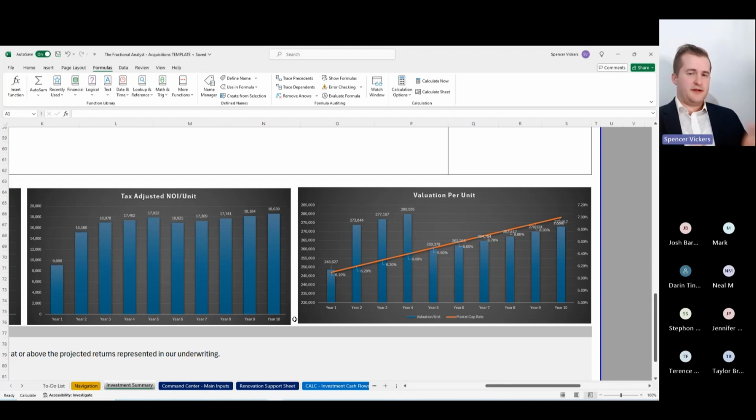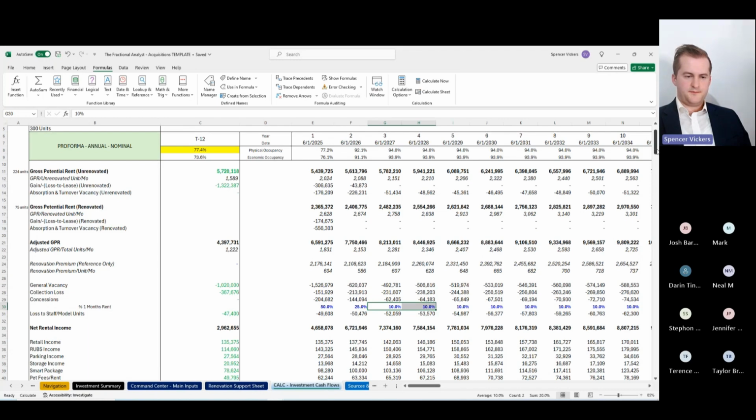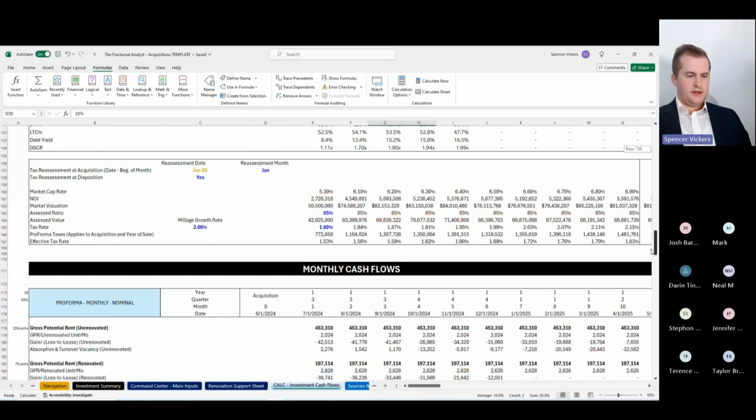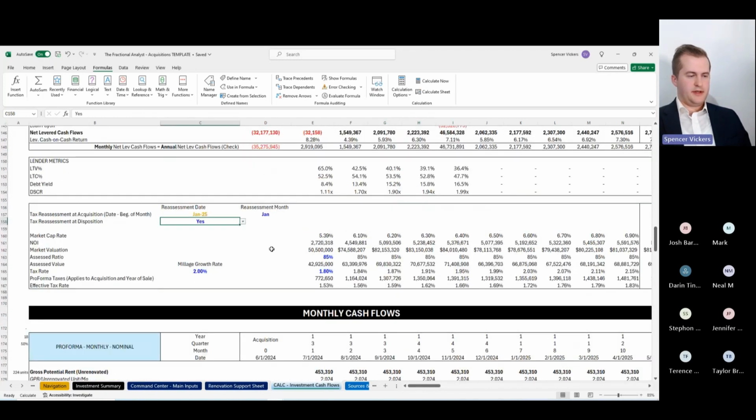For some operators, they can be flexible with that and try to avoid that reassessment year. That'd be ideal, right? But for some operators, it's a closed-ended fund. They have to sell by a certain year, and so they need to make real assumptions about what's going to happen. So I've included that toggle here in the calculations. That is here, tax reassessment at disposition. It's currently set to yes.